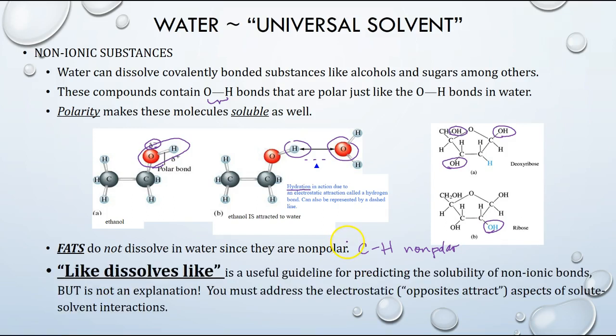So we use the term "like dissolves like." It's a useful guide for predicting whether something is soluble or not. However, this is not an explanation for why something doesn't dissolve or does dissolve. You have to go in and explain the electrostatic aspects of that attraction. So we have to explain the electrostatics here in order to explain why something dissolves in something. If you're talking about an ionic bond, you always have to go back to, does the hydration energy overcome the energy that causes the ions to stay together? And so those are things that we have to make sure we're aware of.